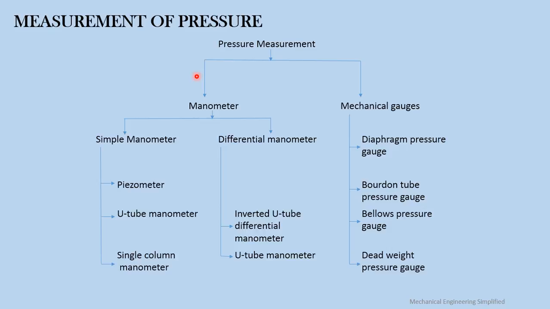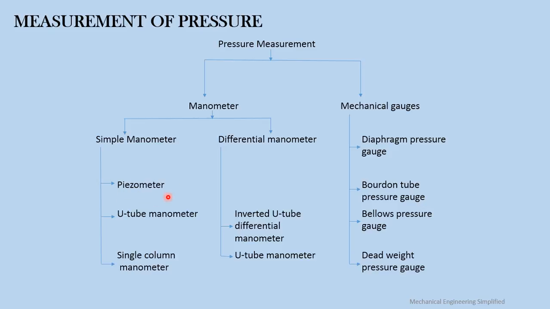What is a manometer? Manometers are a kind of device in which the column of any fluid is balanced by the column of the same or another fluid. The fluid whose pressure is to be measured is balanced by another column. It can be of the same fluid or of a different fluid. Basically it is a balancing of two columns of fluid. That concept is used in the manometer, and it is of two kinds.